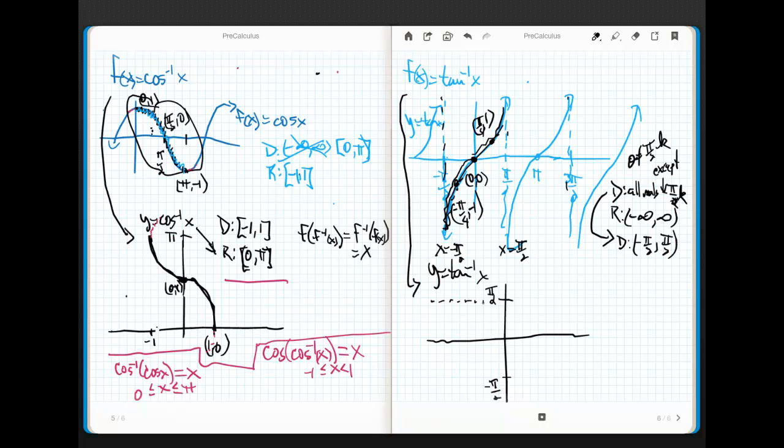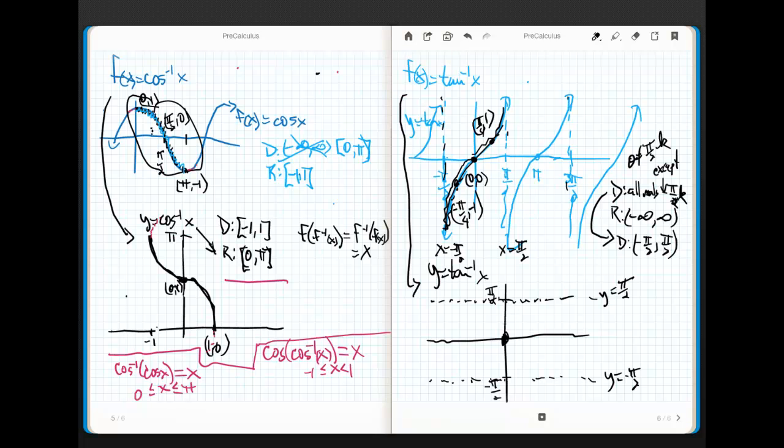I'm going to have horizontal asymptotes because x and y on inverses change places. So this horizontal asymptote is y equals pi halves and y equals negative pi halves. Isn't that sweet? All right, so let's see. (0, 0), well, that's a freebie, right? You can probably already see what this is going to look like.